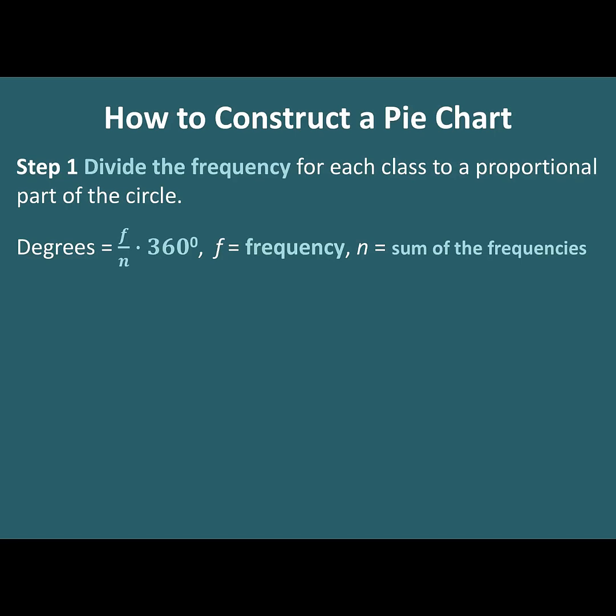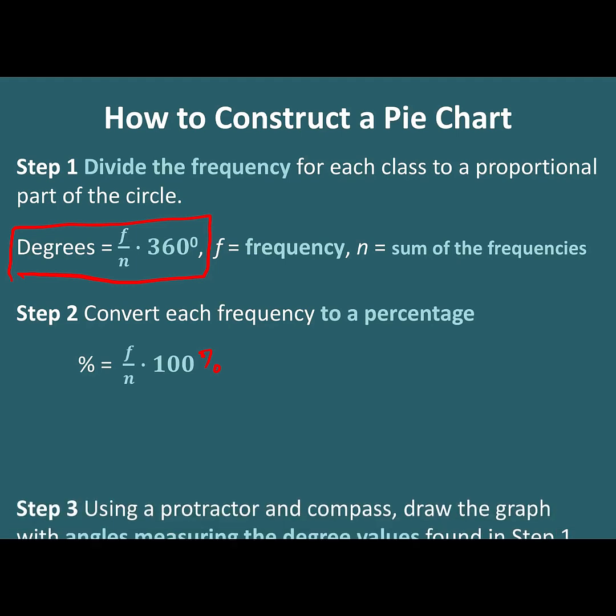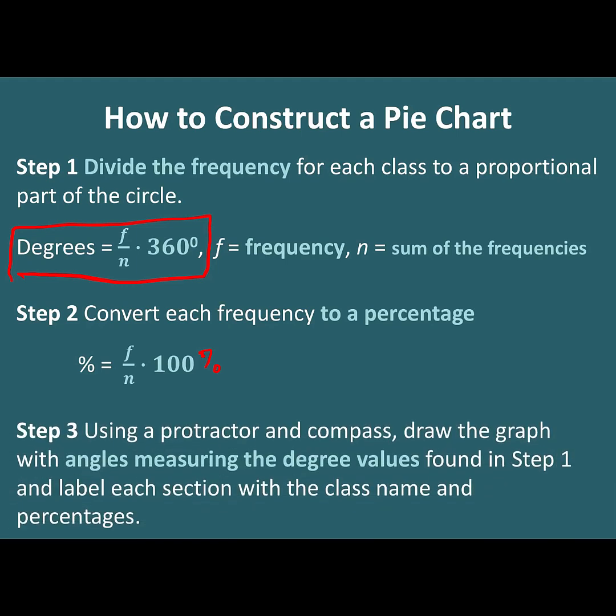F for frequency, N for sum of frequencies. You'll divide those, then multiply by 360 degrees. Then convert each frequency to a percentage as follows. Take the frequency divided by the sum of the frequencies, multiply it by 100%. And finally, step 3, using a protractor or compass, draw the graph with angles measuring the degree values found in step 1. Then label each section with the class name and percentage.